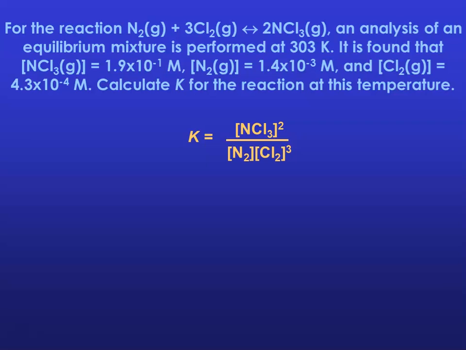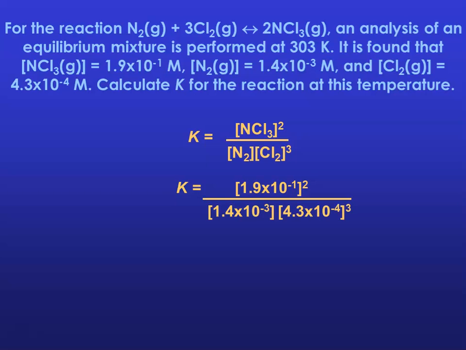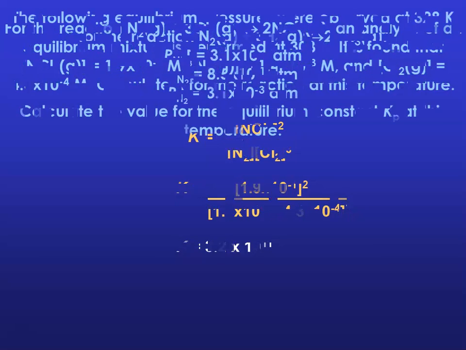We would then substitute in what we know for concentrations for those three components. NCl3 would be 1.9 times 10 to the negative first. N2 would be 1.4 times 10 to the negative third. And chlorine would be 4.3 times 10 to the negative fourth, cubed. We do our math, multiply, divide, all of those have 2 sig figs. So when I do my calculation, I get that this is a pretty large K. So it definitely favors the nitrogen trichloride being formed, the forward reaction, 3.2 times 10 to the 11th. And again, this is specific for the temperature that this reaction has been performed at, 303 Kelvin.